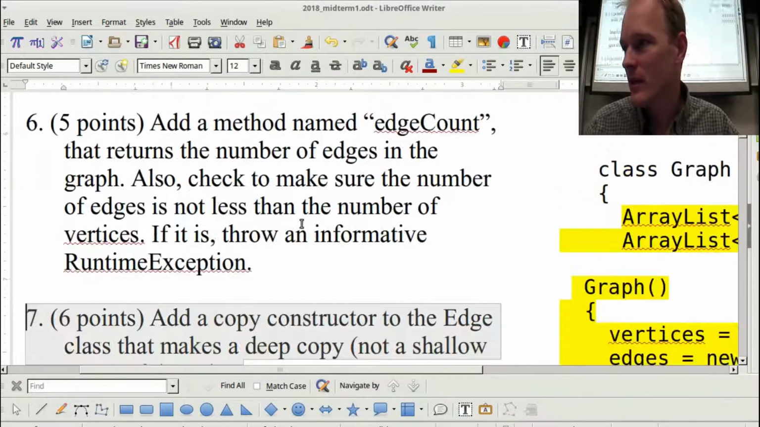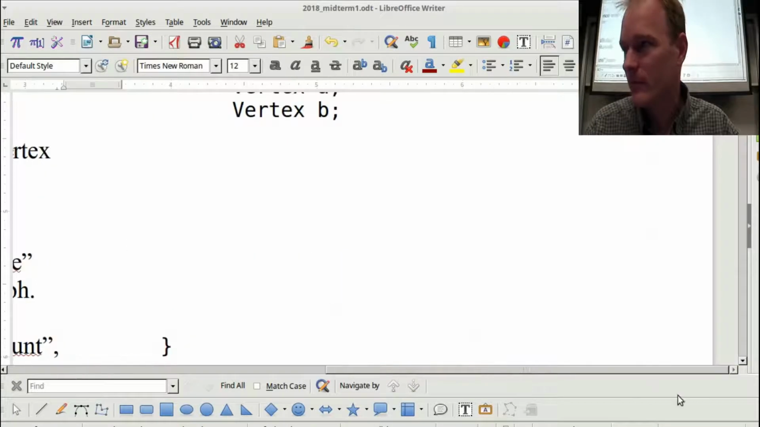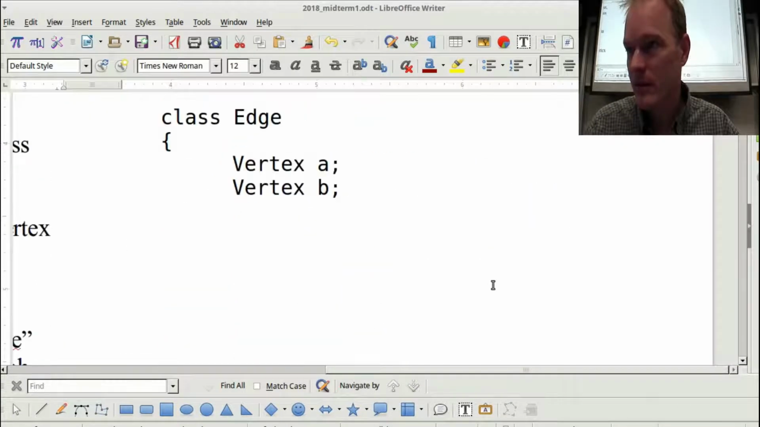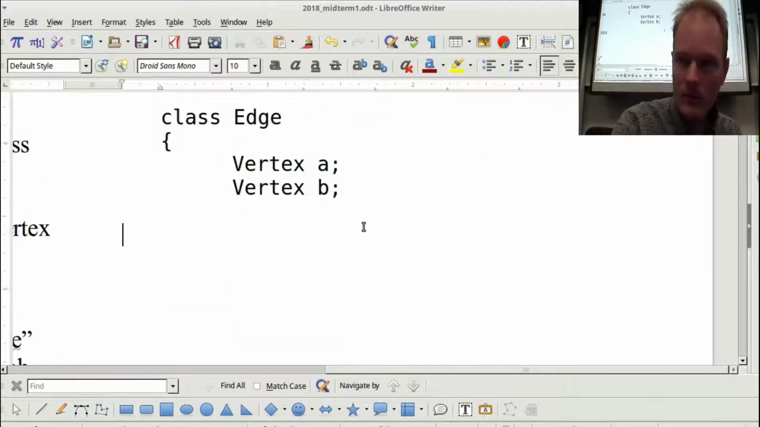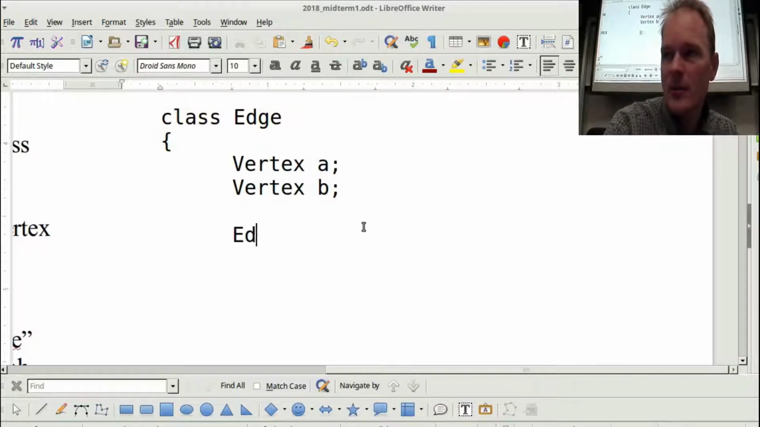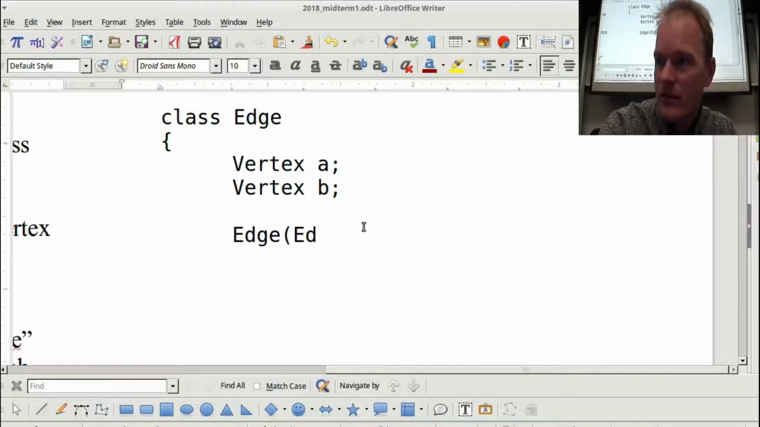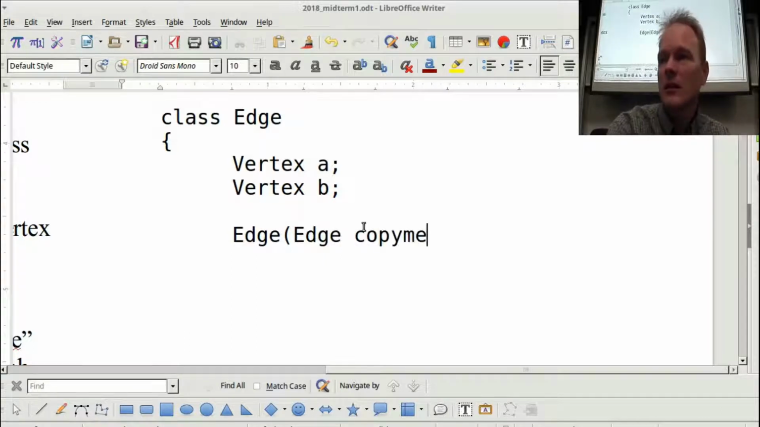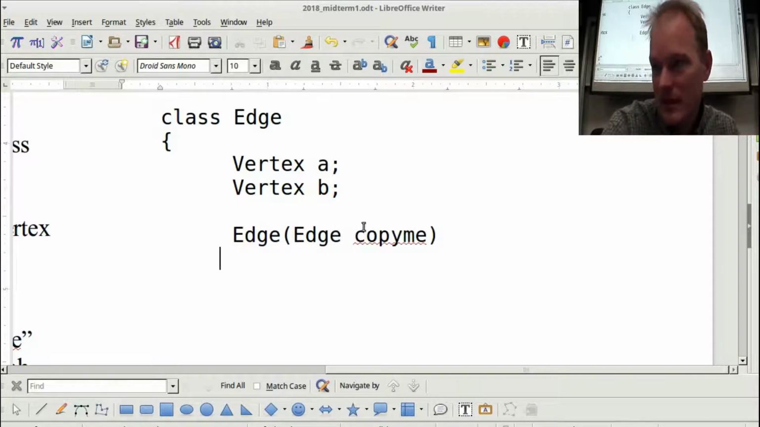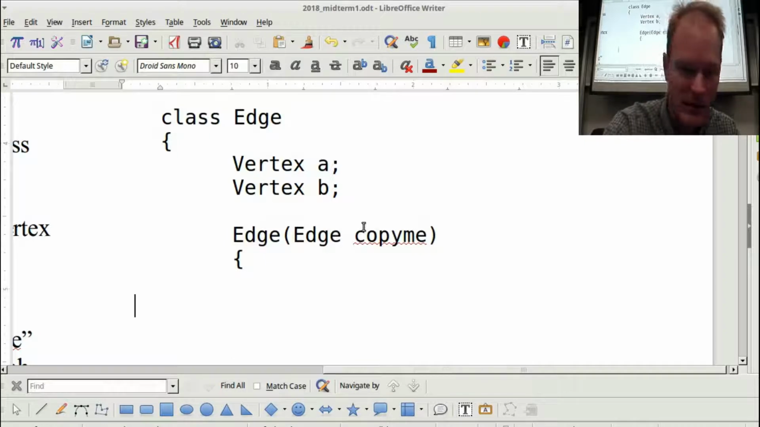Let's show how to make an edge deep. Let's go up here to this edge class. What does a copy constructor look like? It has to have the same name as the class because it's a constructor. It has to have an edge because it's something to copy. What shall we call it? Copy me? I like that name. It makes it pretty darn explicit.